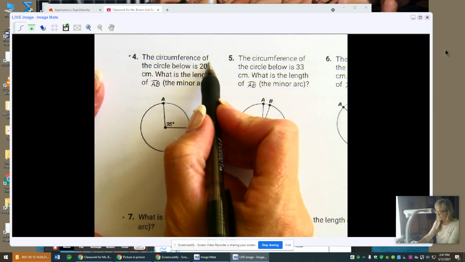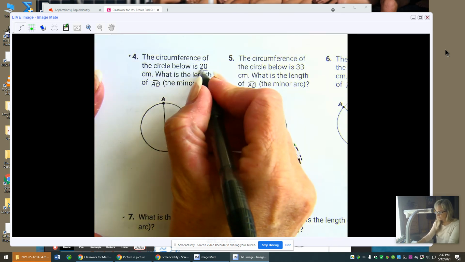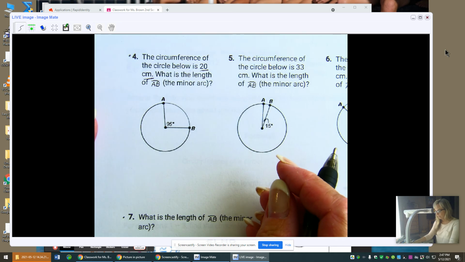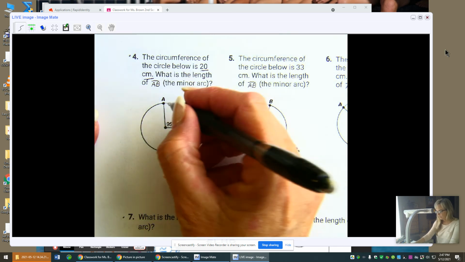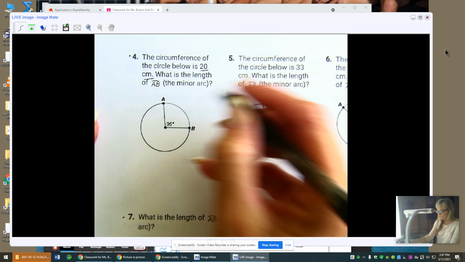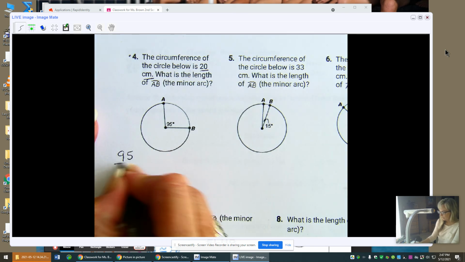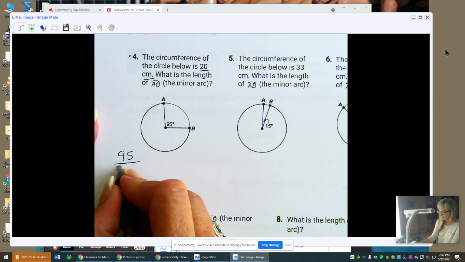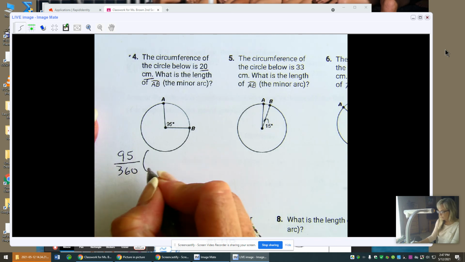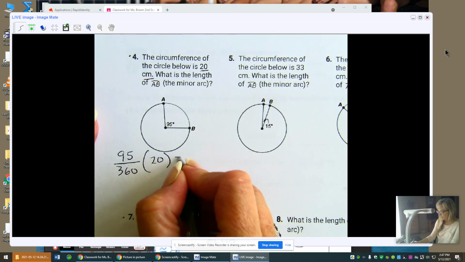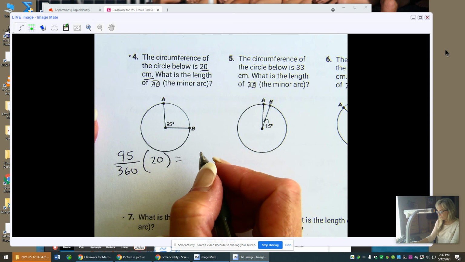They give us the circumference of a circle. It is 20 centimeters. What is the length of arc AB, the minor arc? So they want the length of this, like a piece of string is on it. So we learned a minute ago that we take the measure of the arc over 360, multiply it by circumference. Well, they gave it to us, so that's nice. And that'll give us the length of the arc.